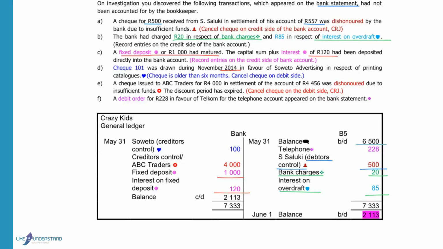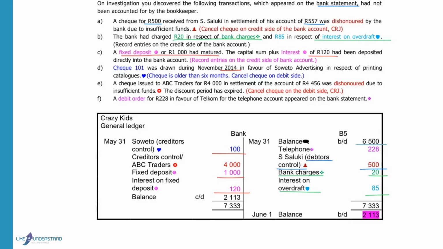When we issued it, we recorded it on the credit side of the bank in the cash payments journal. So if we want to cancel it, we will do it on the debit side of the bank and show that we owe this money to the creditor again.